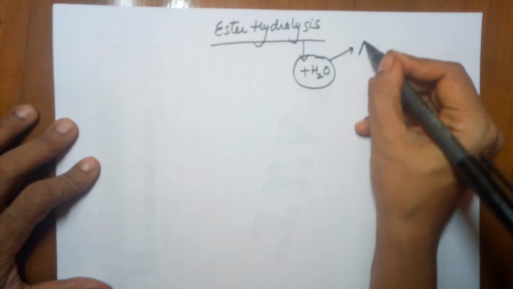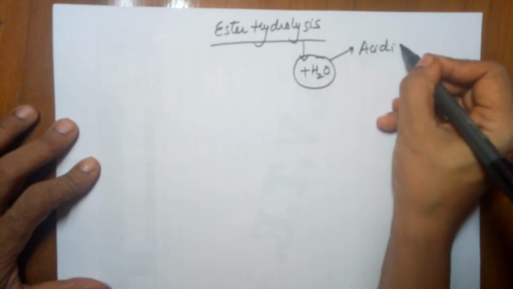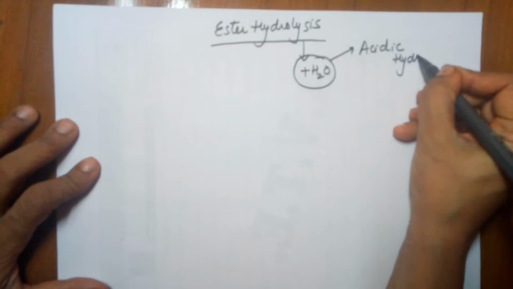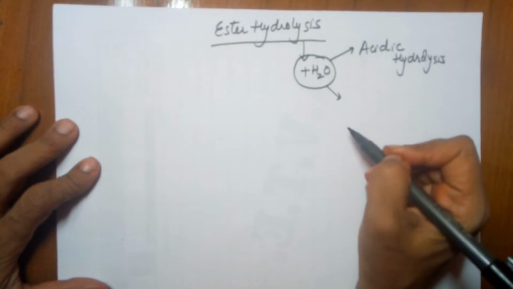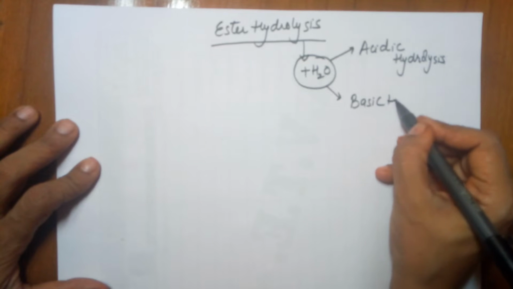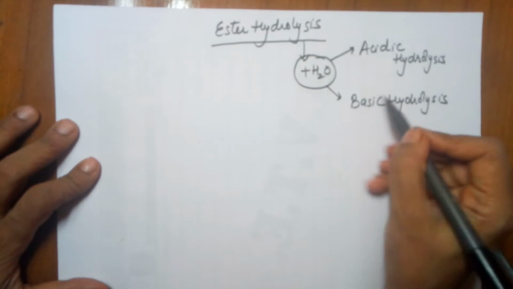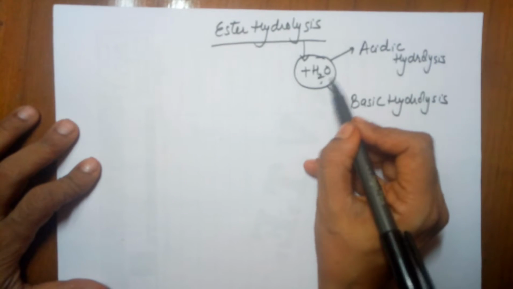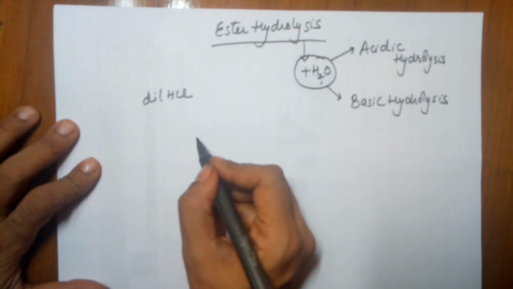So, it can either be in the presence of acid that you're going to add water, called acidic hydrolysis, or it could be in the presence of a base that you're going to add water. That is called basic hydrolysis. Whatever the case may be, the addition is only of water. So when you write dilute HCl, that means you're adding water.